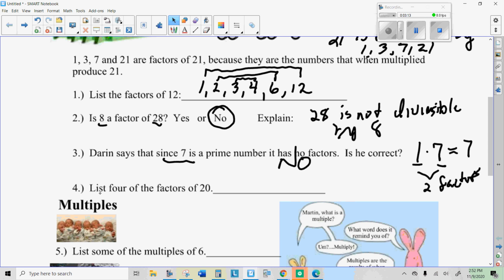It says list the first 4 factors of 20. Go ahead and try and do that. I'll check back with you. You should have got 1, 2, 4, and 5.